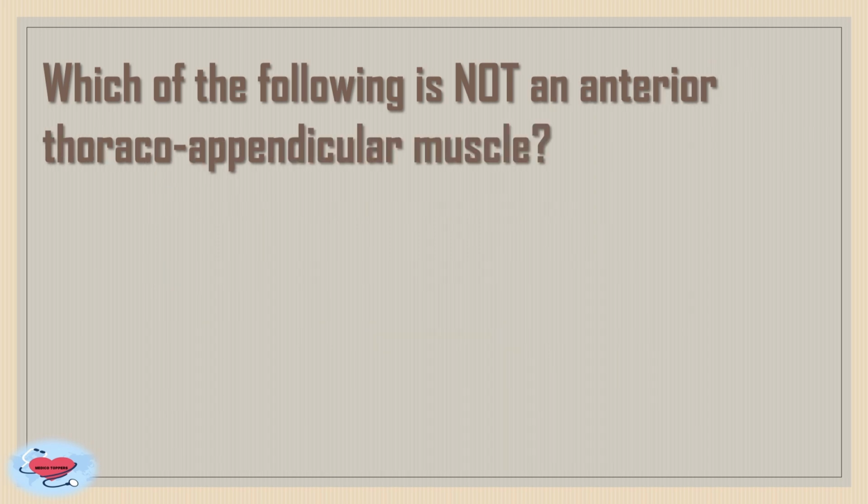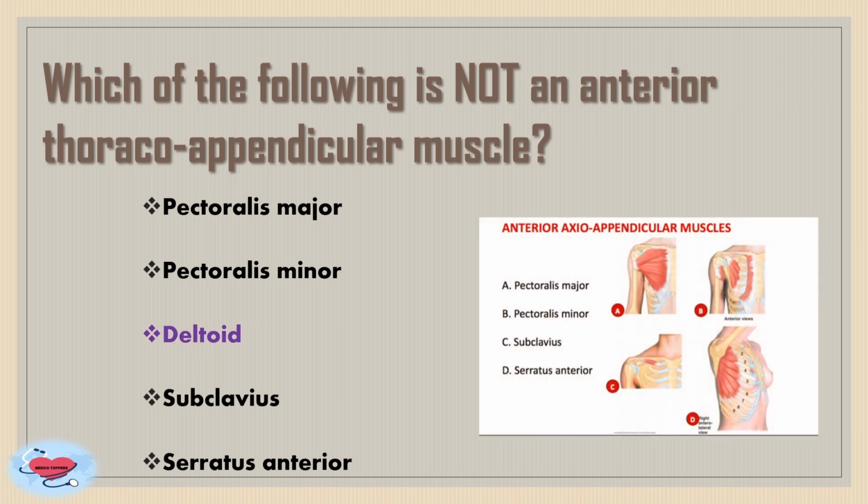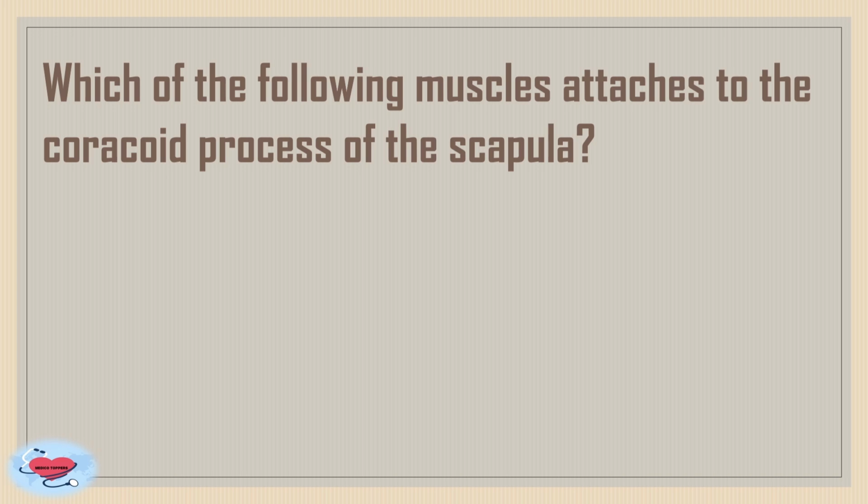Next question. Which of the following is not an anterior thoracoappendicular muscle? Options are pectoralis major, minor, deltoid, subclavius and serratus anterior. And the answer is deltoid. Why? Because deltoid is a scapulohumeral muscle, which means shoulder muscle, but pectoralis major, pectoralis minor, subclavius and serratus anterior are anterior thoracoappendicular muscles. So the answer is deltoid.